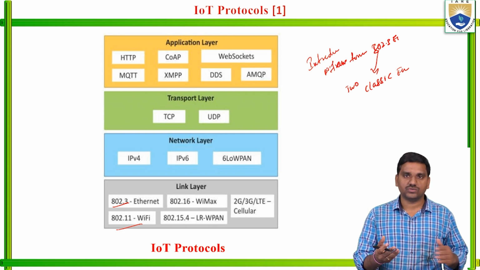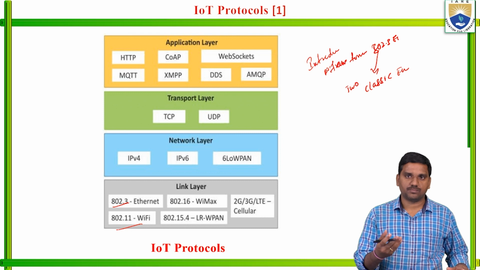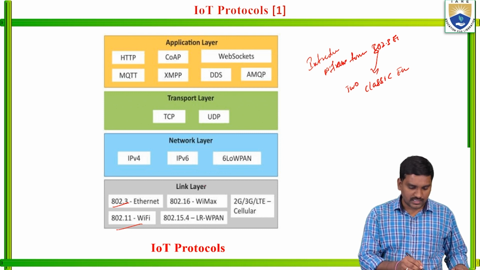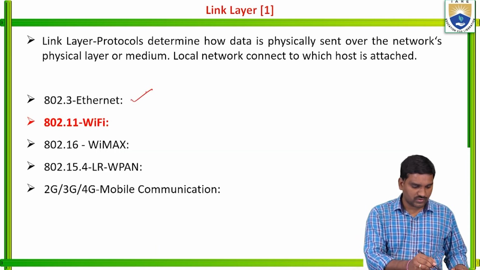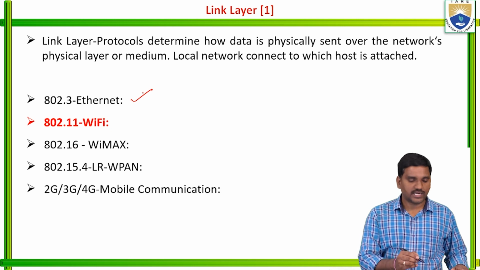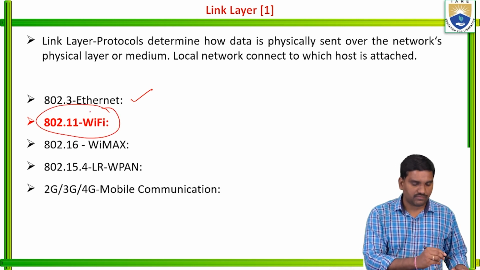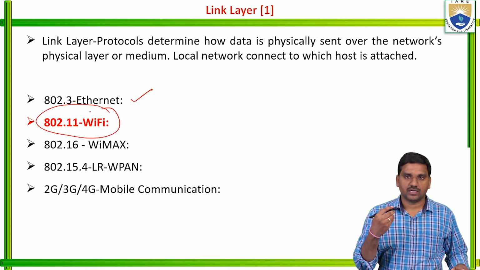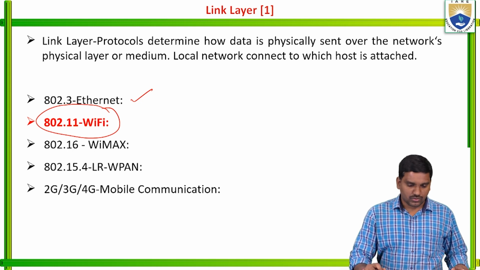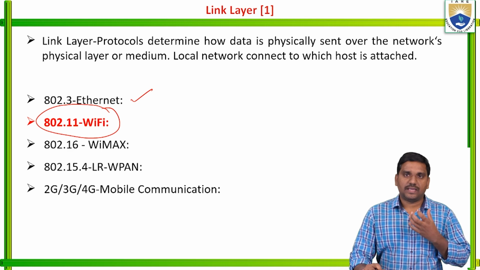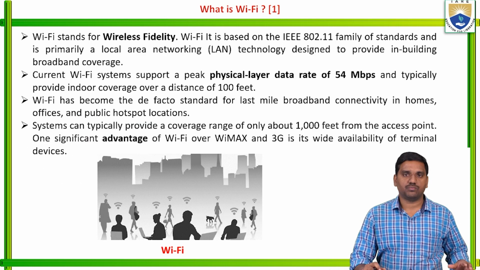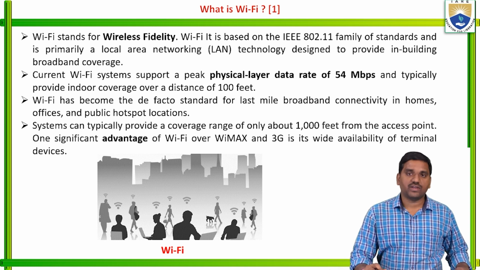Now we move on to the second protocol, that is 802.11. It is nothing but Wi-Fi in the link layer. The first one, 802.3 Ethernet, is over. Now we work with 802.11, officially called Wi-Fi. Before that, we first have to know the basic concepts of Wi-Fi. So, what is Wi-Fi?